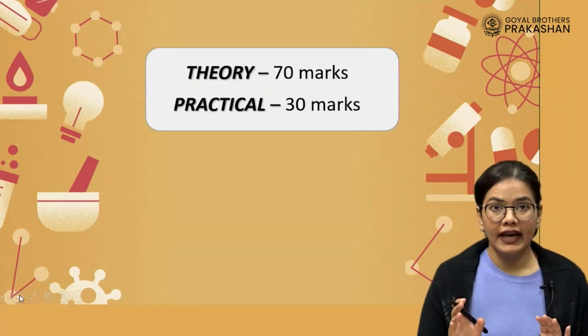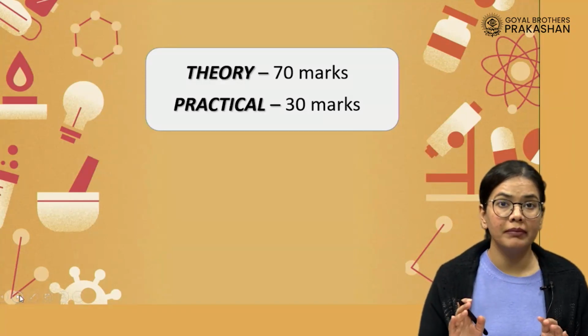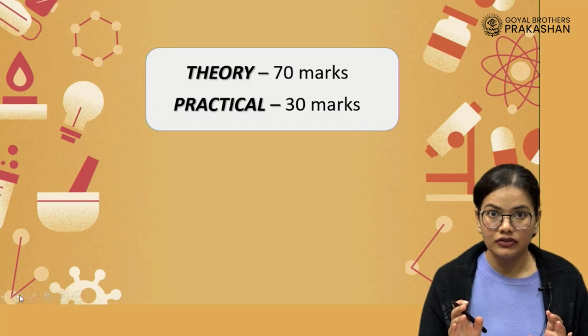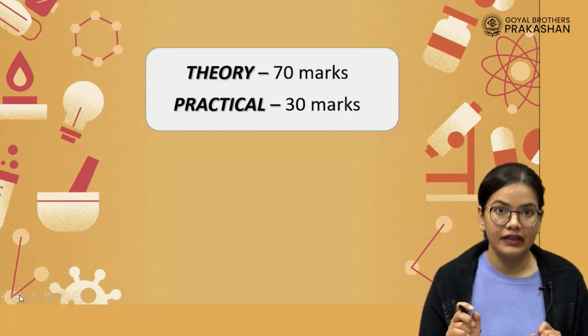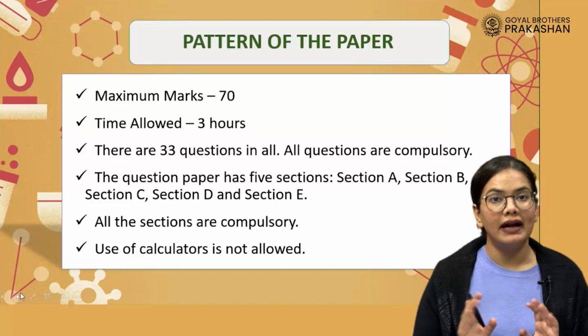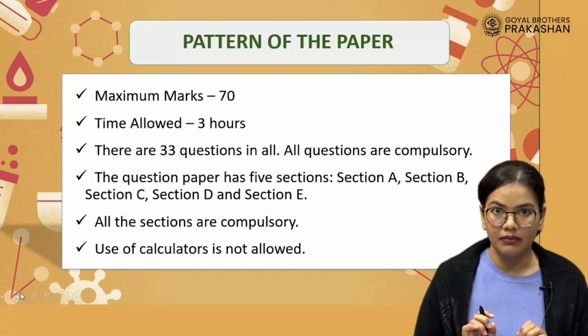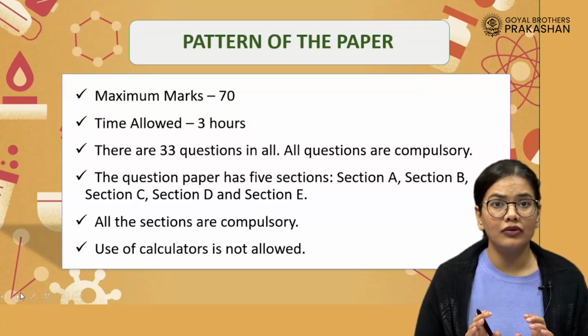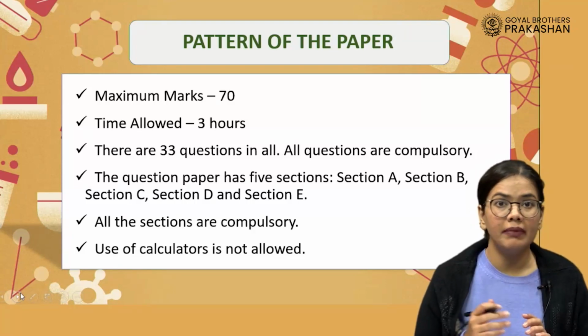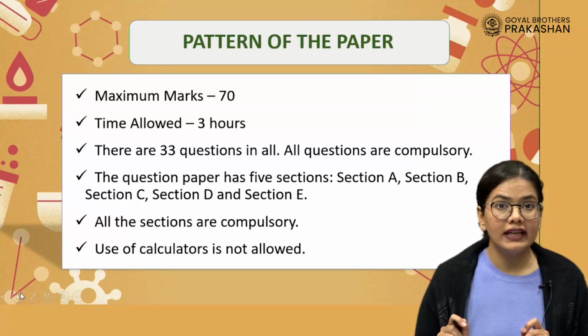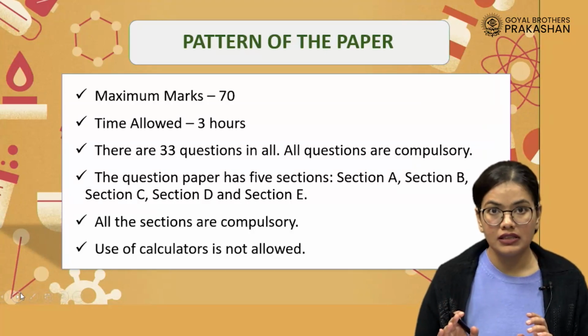Before we move ahead, I hope you're clear that your theory paper is for 70 marks and your practical examination is for 30 marks. Practicals are already being conducted in your schools. You will be appearing for the 70 marks paper. Now let us understand the pattern of the paper. The entire paper, as we discussed, is for 70 marks and the maximum time you will be allocated is 3 hours. However, apart from these 3 hours, you will get an additional 15 minutes which are for reading the question paper. We will discuss how you are going to utilize those 15 minutes also.